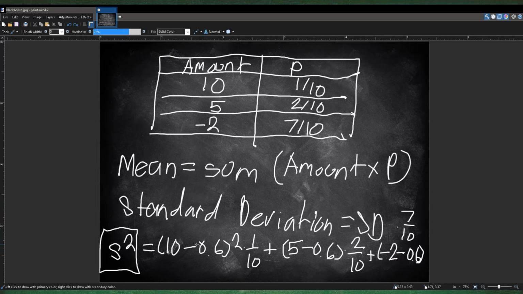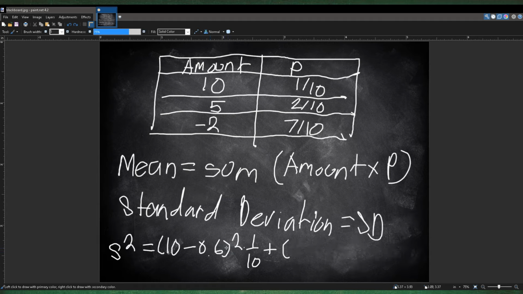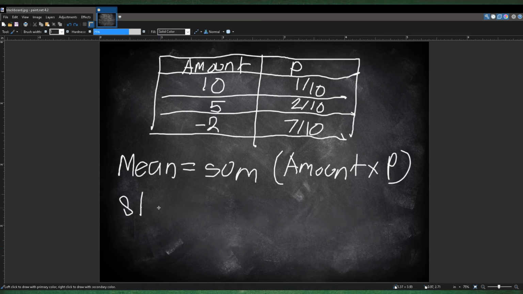So basically, let's calculate the standard deviation. Multiplying these all together, you could use your calculator, but the standard deviation would basically equal the square root of 17.44, I think.